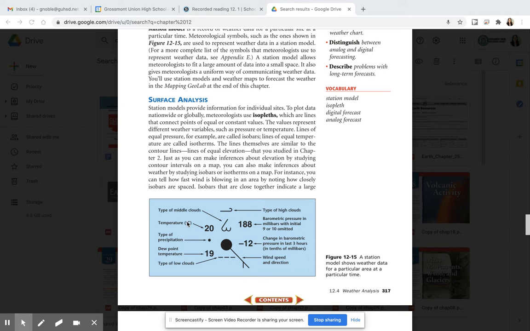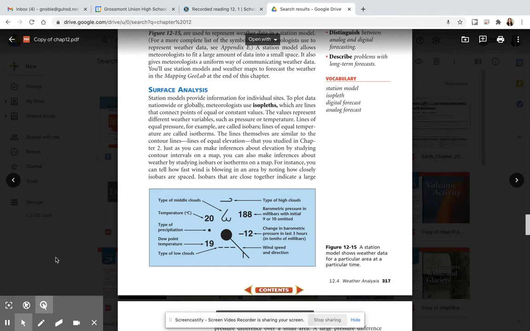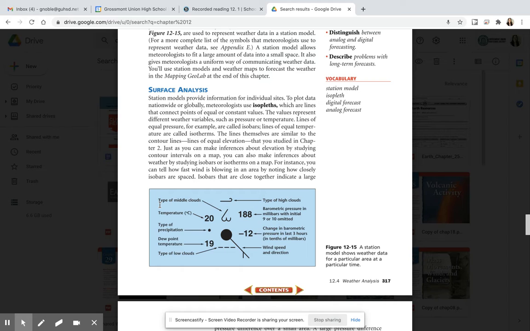These values represent different weather variables such as pressure or temperature. Lines of equal pressure, for example, are called isobars. Lines of equal temperature are called isotherms. The lines themselves are similar to the contour lines of equal elevation that are studied in Chapter 2.